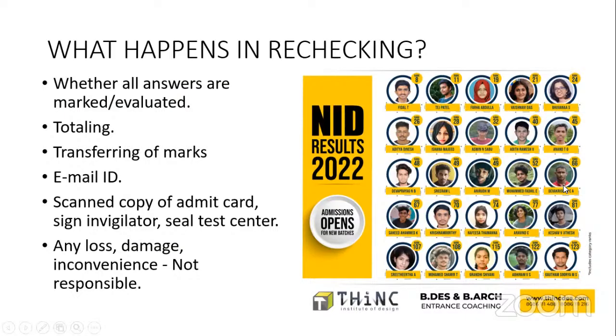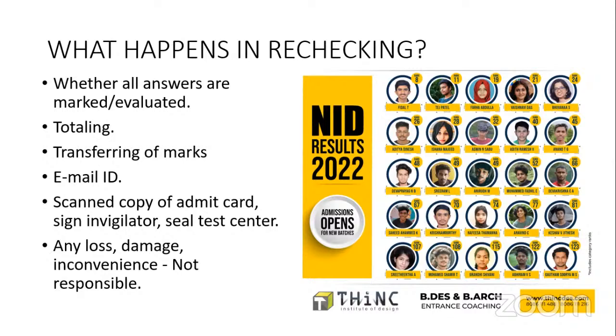So basically, what happens in rechecking is that they will just check whether all the answers are evaluated, whether all the answers are marked or not. Let's say, for example, you have answered all 3 drawing questions, and they've only put marks for 2 of them. Then they will ensure that at least the third one also gets evaluated and marked. It will not be like they will go through the marking scheme. If they are not happy that you've just got 2 marks out of 10 or 2 marks out of 20, they'll try to evaluate it again and give you 3. That's not going to happen.